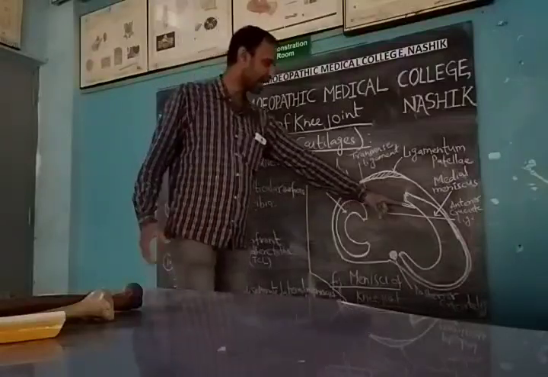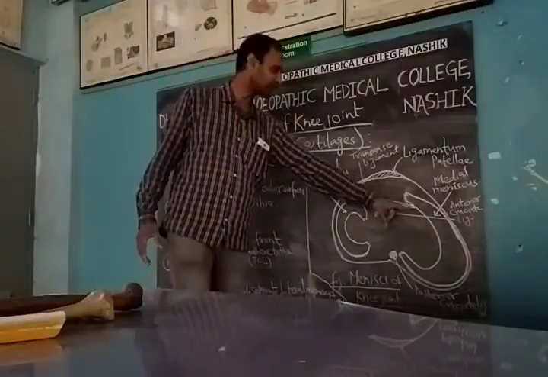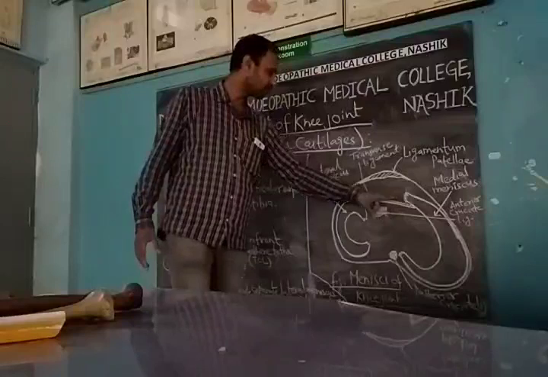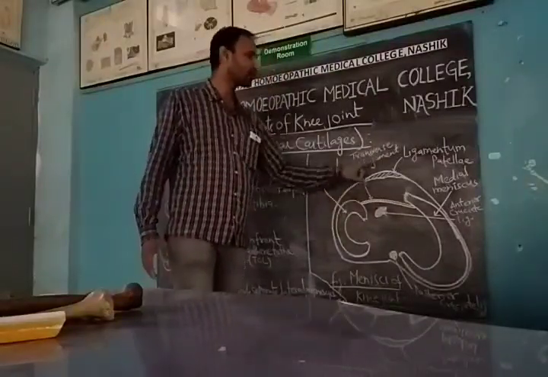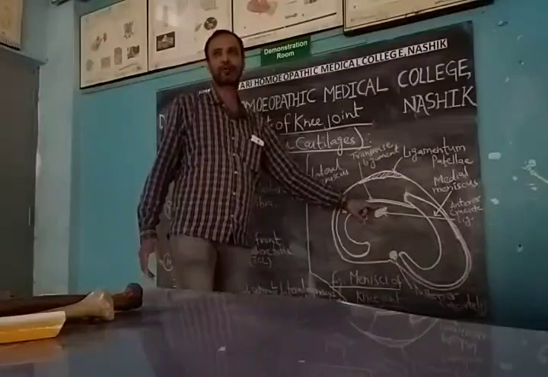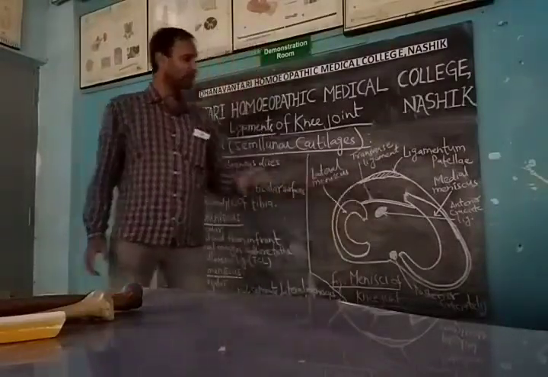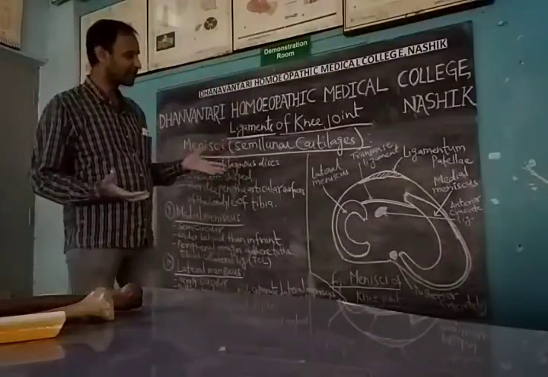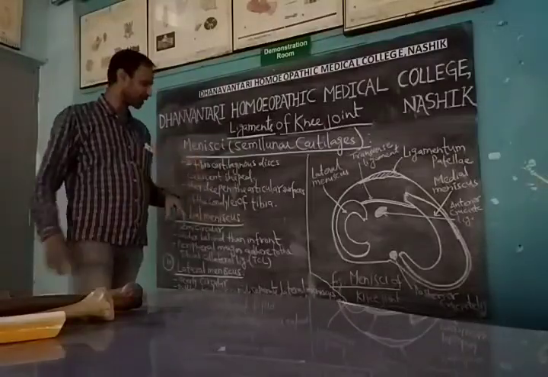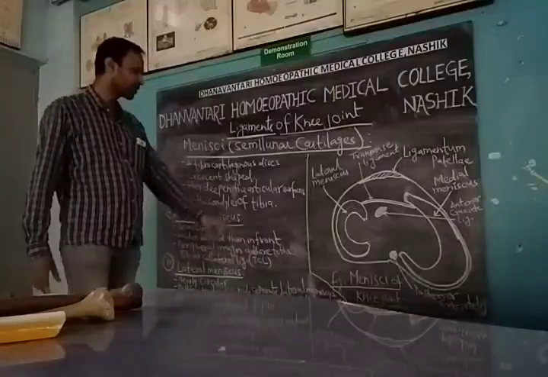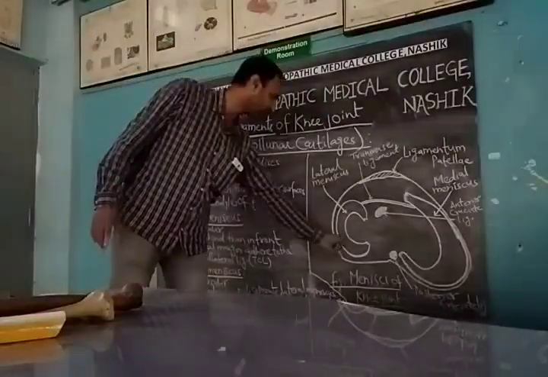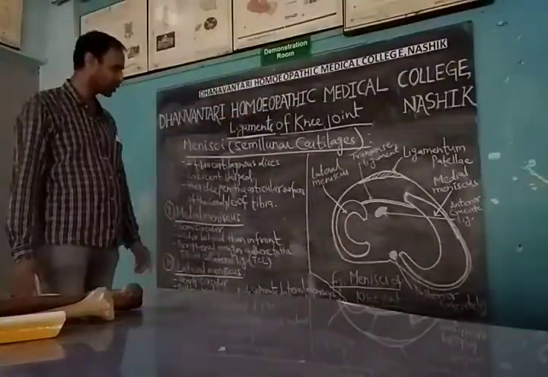Now the anterior part of both the medial and lateral menisci is attached to the transverse ligament. Next we will discuss the lateral meniscus and its features. If you see this lateral meniscus, it is nearly circular, somewhat circular in shape.